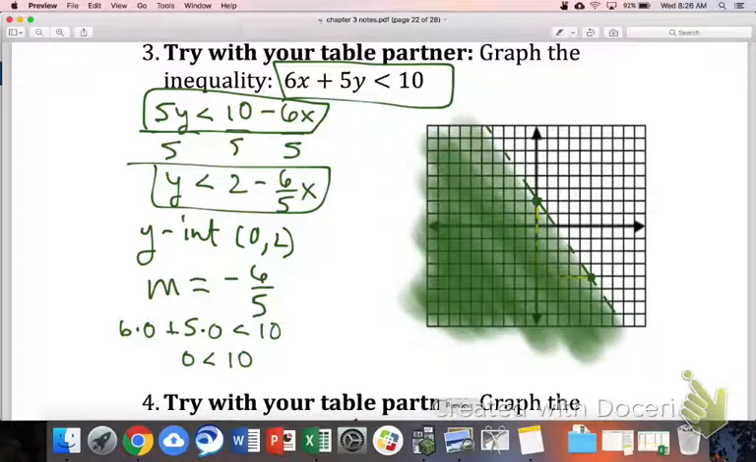So if you were to use the origin, you just do 6 times 0 plus 5 times 0. All I'm doing is plugging in the 0 and the 0 for the x and the y, and then just looking at it and deciding, is this a true or false statement? Then it actually is less than 10. So if you find out it's a true statement, then what do you do? Then you shade the region that had that point. So we're not done yet.